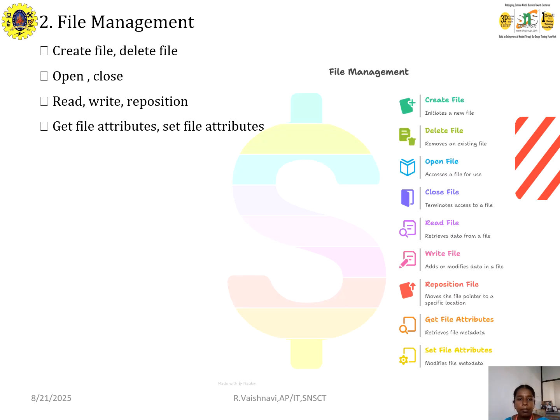And then the second one will be the file management. Here we have create file, which initializes new files, and delete file, which removes an existing file. The third one is open file, which accesses the file for use. Fourth is close file, which terminates the access to the file. Then read file retrieves the data from the particular file, and write file adds or modifies the data in the file. Then reposition file moves a file pointer to a specific location. And then we have get file attributes and set file attributes.